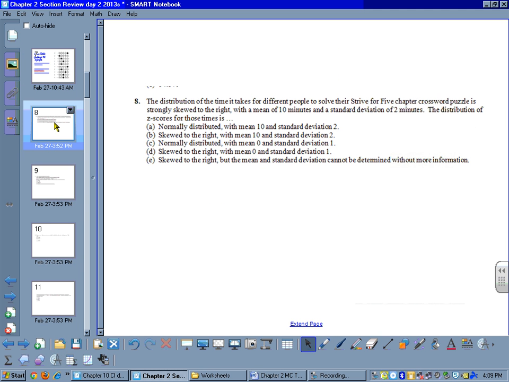First question, number 8. This is asking you, if you have a strongly skewed to the right distribution with a mean of 10 minutes and a standard deviation of 2, what's going to happen if you change all those into z-scores? Well, all z-scores are standardized, that's what the z stands for, and it is the score minus the mean divided by the standard deviation. It changes everything into a mean of 0 and a standard deviation of 1. So right now we can rule out A and B.